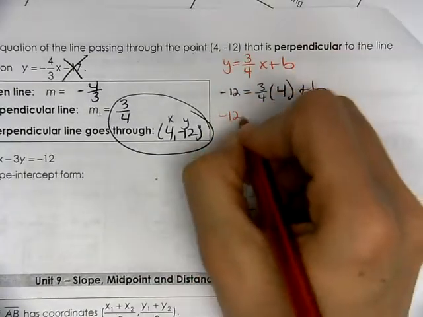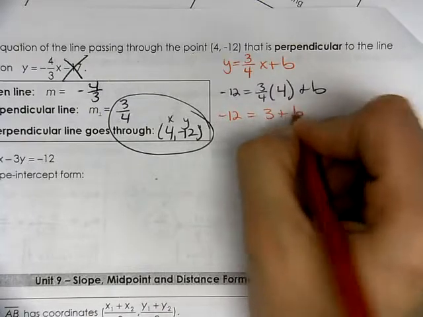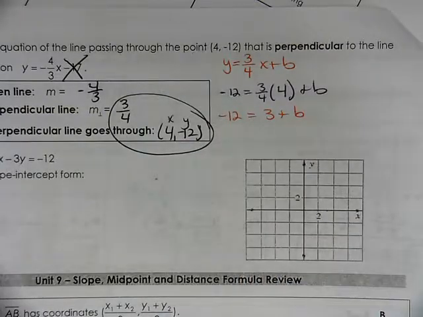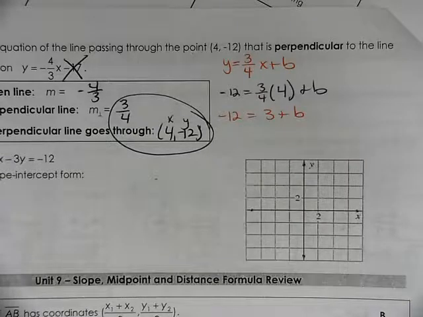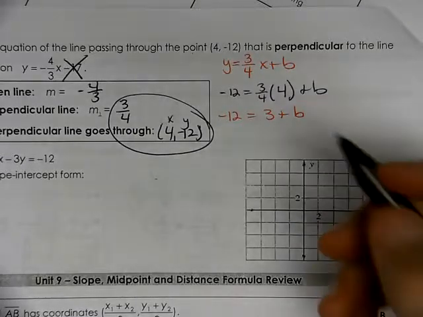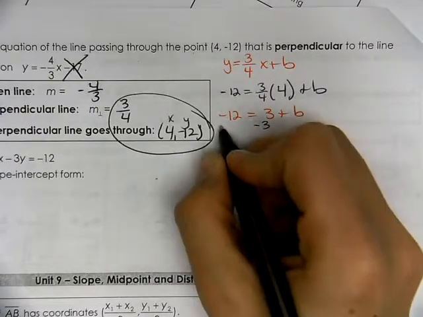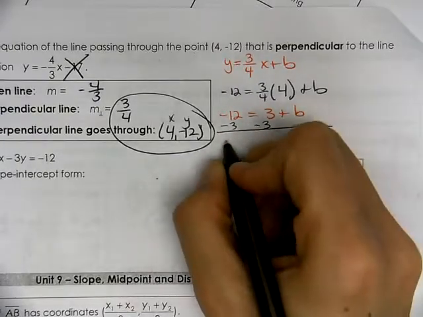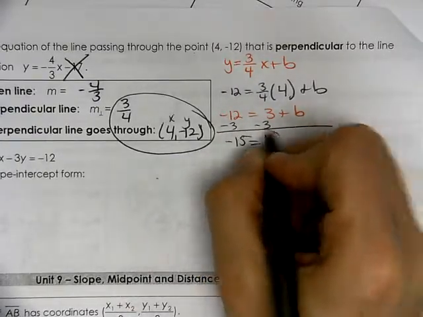So -12 equals 3 plus b. Last step. Subtract 3. So -15 equals b.